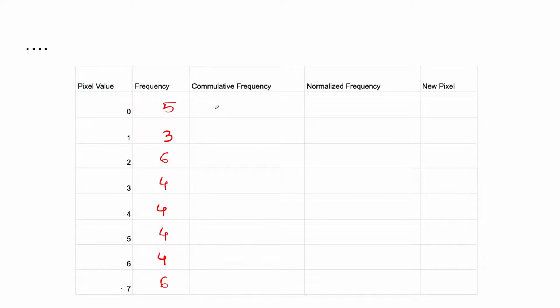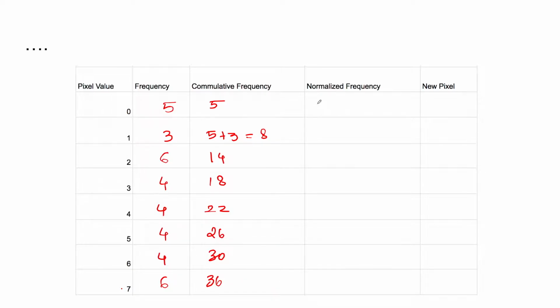Now we need to calculate the cumulative frequency. What cumulative frequency does is it keeps on adding frequencies of all the previous pixels it had. So first for 0 we have 5. But for 1 now we'll have 5 plus 3, that is 8. For 2 we'll have 8 plus 6, that is 14. Then again 4 plus 14 is 18. Then 22. Then 26. Then 30. Then 36 again. Okay, this makes sense because 36 is the total number of pixels we have, right?